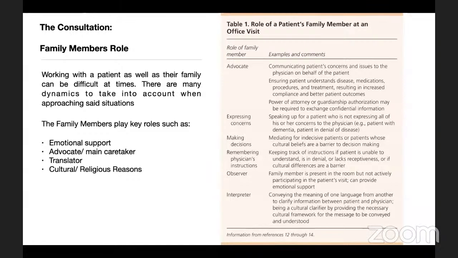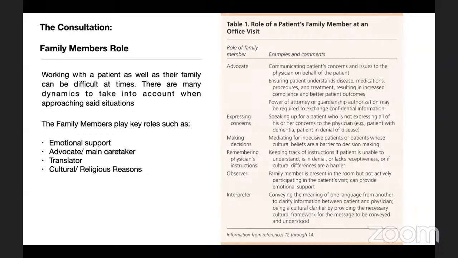As I've mentioned, there may be varied reasons why family members are present in the consultation, and all of these provide an opportunity for collaboration in patient care and provide patient accountability. There is risk, however, for malicious intent, which the clinician should keep an eye out for.